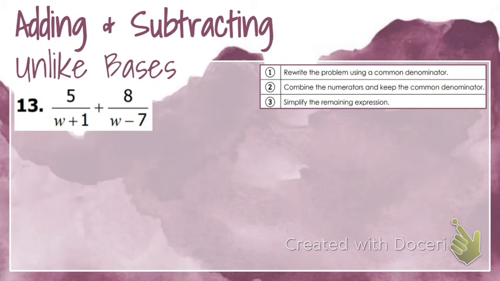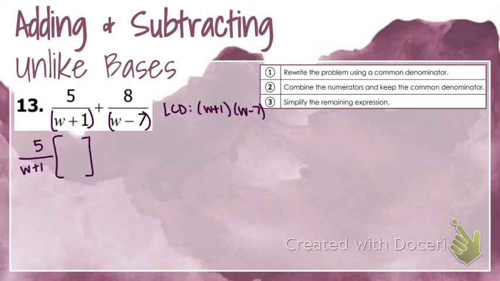All right, number 13. I've got this one and one more for you. So first we factor the denominators. Well, these are both factored and they are both binomials. And when you're not sure about what the LCD is, you can always just multiply them together. And so we are going to say that our LCD is w plus 1 times w minus 7. So 5 over w plus 1 times something plus 8 over w minus 7 times something.